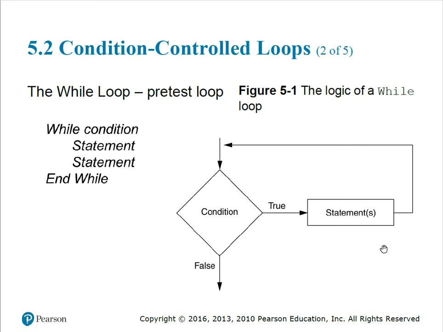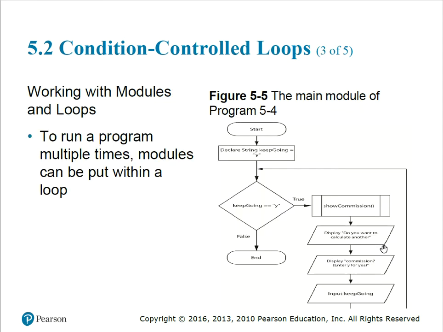A while loop gets its name from the way it works: while the condition is true, do some task. It's like checking before you jump. The loop has two parts: a condition that is tested for a true or false value, and a statement or set of statements that is repeated as long as the condition is true. That's what Figure 5-1 is showing on your screen.